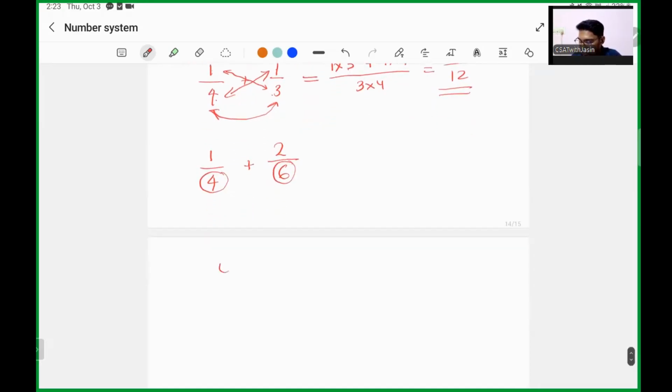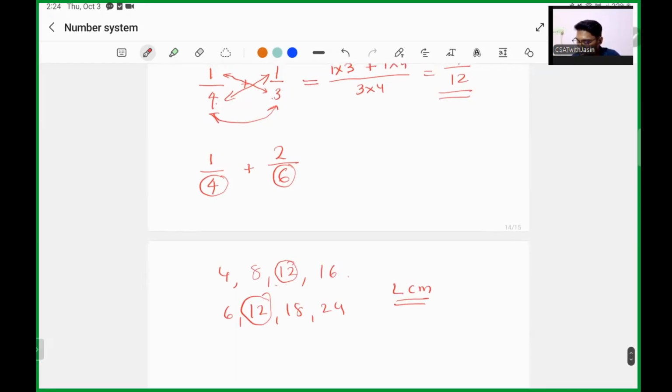Multiples of 4 are 4, 8, 12, 16 and so on. And multiples of 6 are 6, 12, 18, 24 and so on. So here you can see that 12 is a common multiple. Actually, 12 is the lowest common multiple, that is LCM. We'll be talking about LCM later, that's why I'm not using the word LCM now. We'll be learning it in a later session.